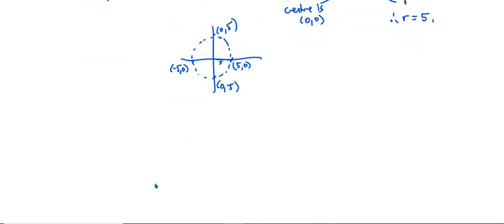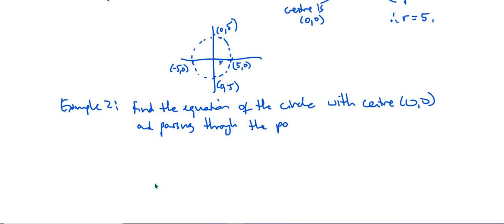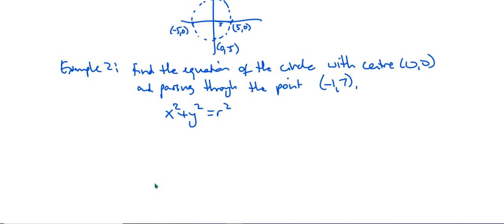Let's do another example for using the equation. Example 2: find the equation of a circle with center (0, 0), or center at the origin, same thing, and passing through the point, and we can pick any numbers here, let's go (-1, 7). So we want to find the equation. I'm going to start by writing the equation of a circle: x squared plus y squared equals r squared. The problem is we don't know the r squared.